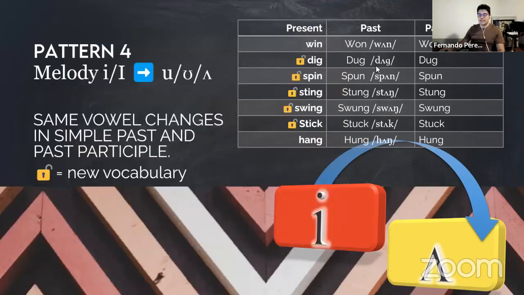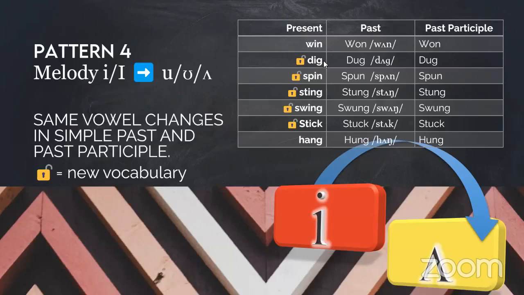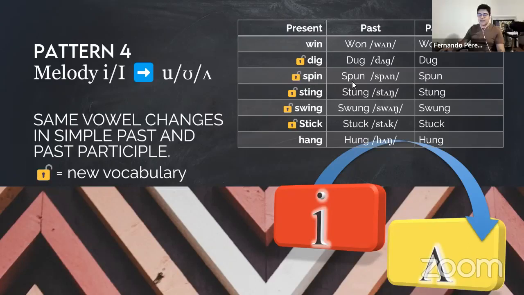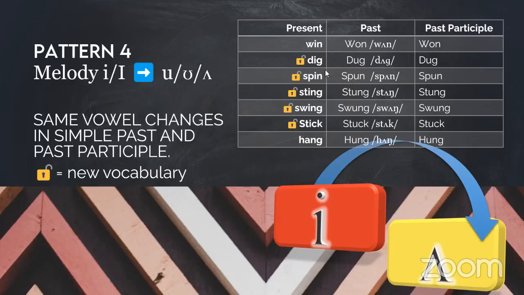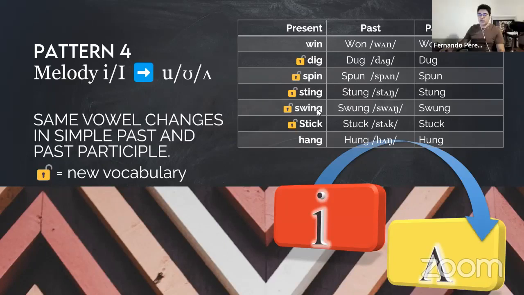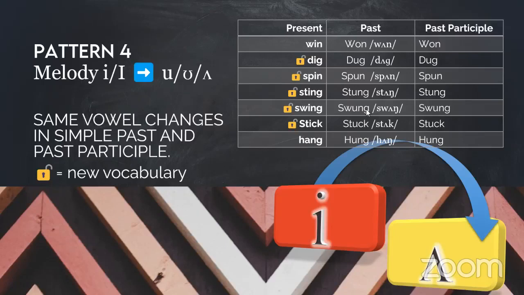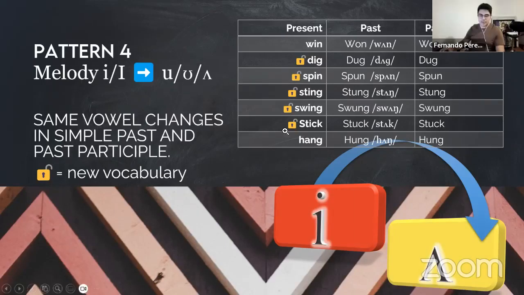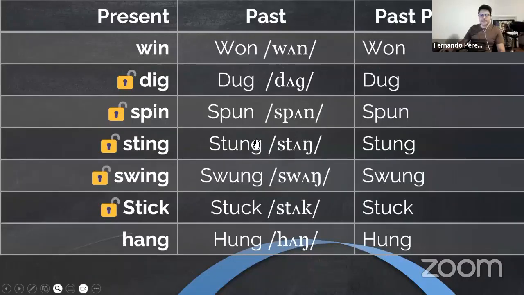Again. Dig, dug. Perfect. Spin, spun. Sting, stung. Nice. Swing, swung. Ahora, pongan atención en esta letra G. Aquí hay una M y una G juntos. Cuando pronuncies estas dos juntas, fusiónalas y pronuncia oh.